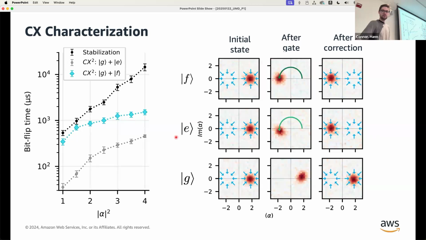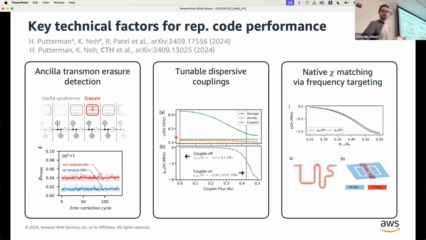Okay, so as I said, really the main ingredient we need for this repetition code error correction is this CX gate. And so this is our realization of that. So now we're all set in terms of being able to do this repetition code error correction.